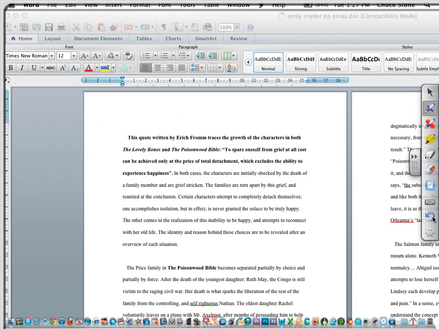Let's go back and take a look at her opening again. This quote, written by Eric Fromm, traces the growth of the characters in both The Lovely Bones and the Poisonwood Bible. To spare oneself from grief at all costs can be achieved only at the price of total detachment, which excludes the ability to experience happiness. Though it goes on to talk about characters in the two books that she read. But here's the gist of it.